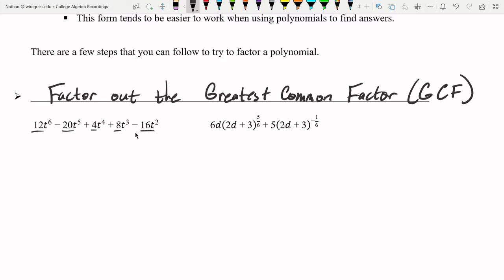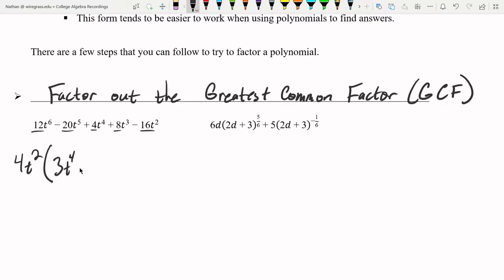Anything larger than that will make this one a fraction, and we don't want that. So we're going to take out a 4 and then look at the powers of t. So we have t to the 6, t to the 5, t to the 4, t cubed, t squared. All of them have at least 2 t's in there. So I can take out a t squared. So I'm going to divide 4t squared out of this. 12 divided by 4 is 3. And t to the 6 divided by t squared, that's a division of like bases, so we're going to subtract the exponents. 6 minus 2 is 4.